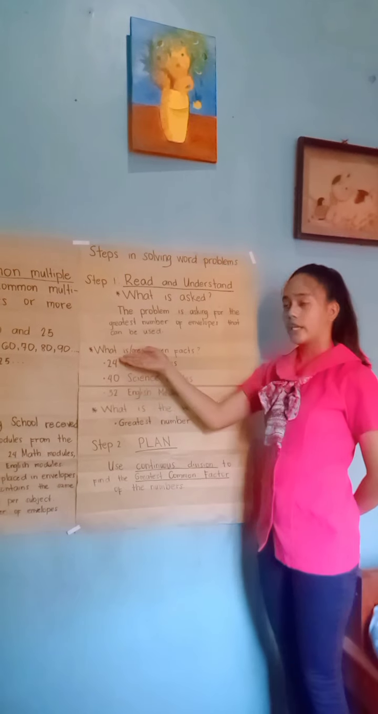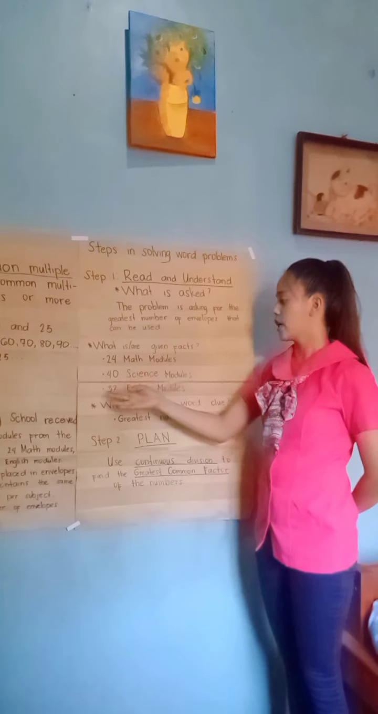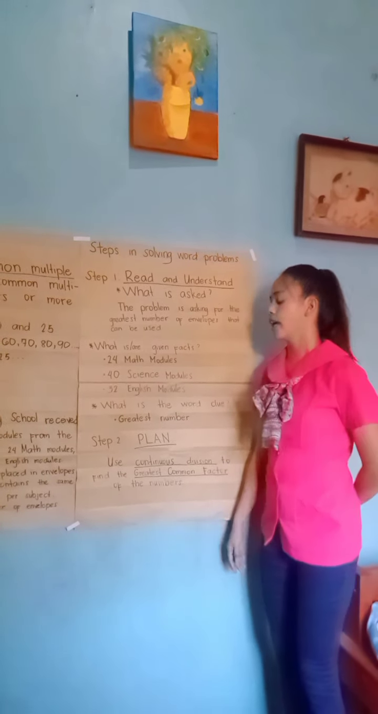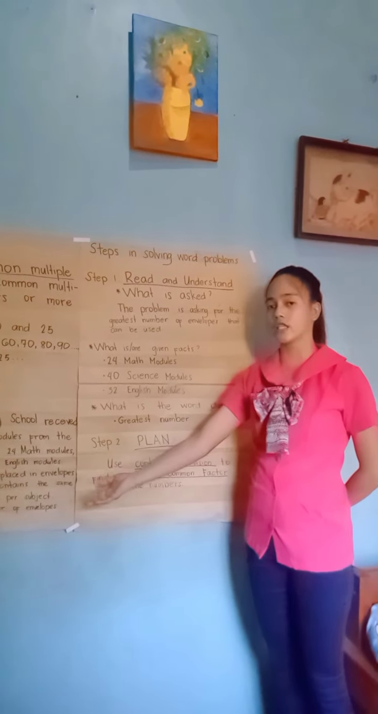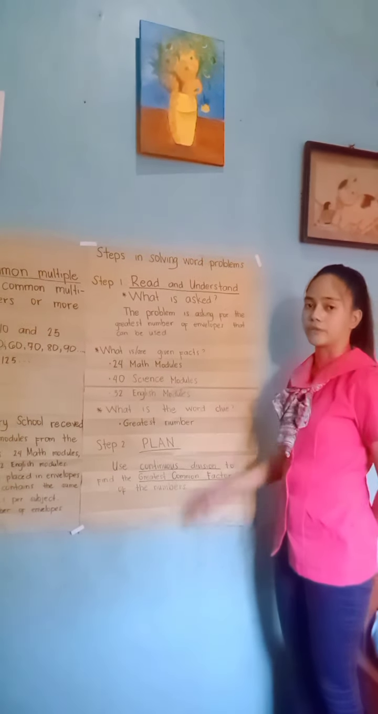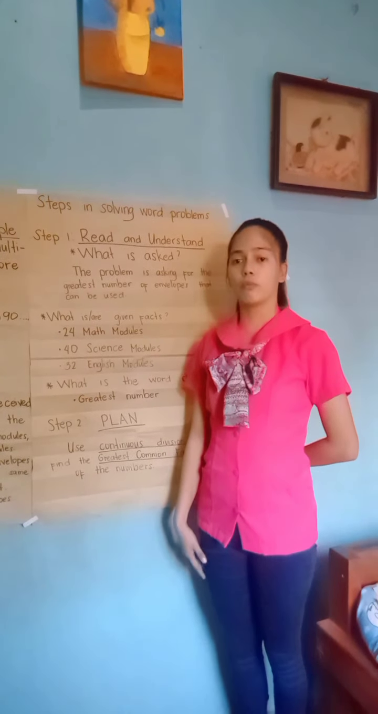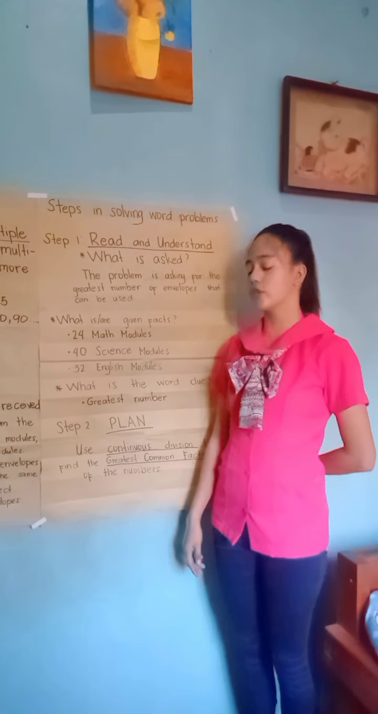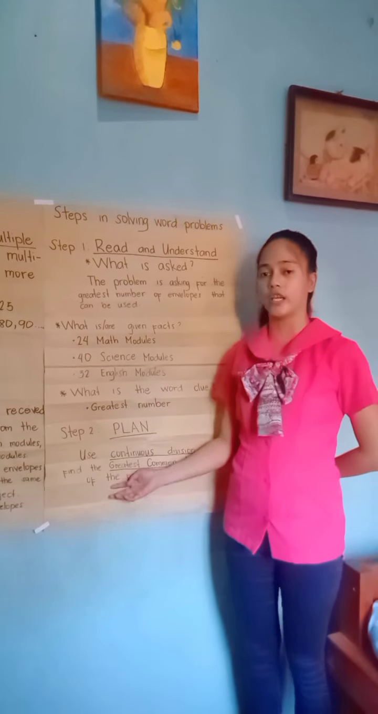Second, what are the given facts? So, 24 math modules, 40 science modules, 32 English modules. Next is, what is the word clue? Since ang hinahanap natin doon is greatest number, so the word clue natin agad is greatest number. Step 2 is plan. So, we need to plan to solve the problem since we need to find the greatest number. So, we will use continuous division to find the greatest common factor of the numbers.